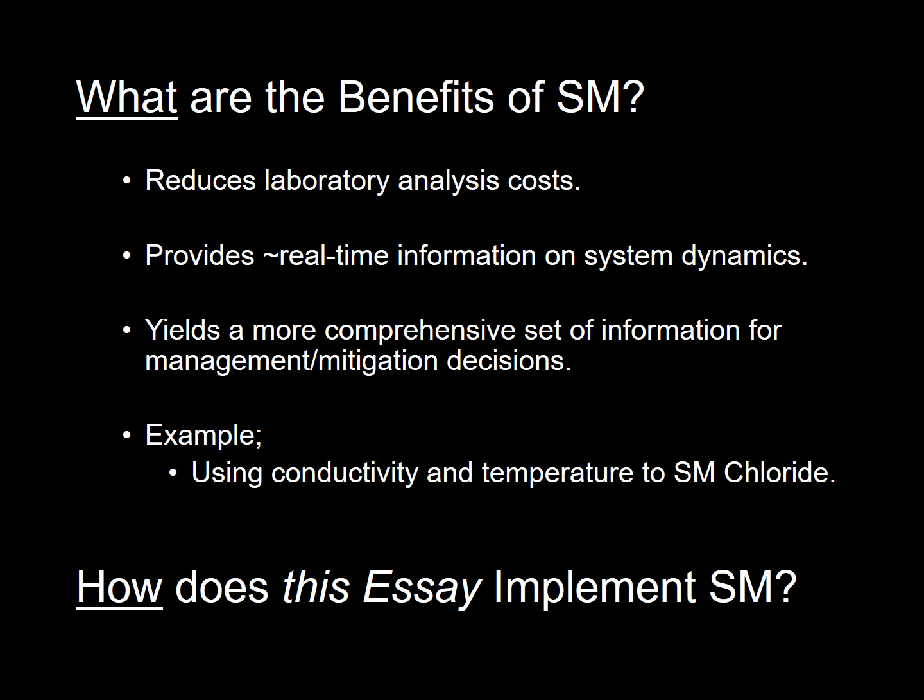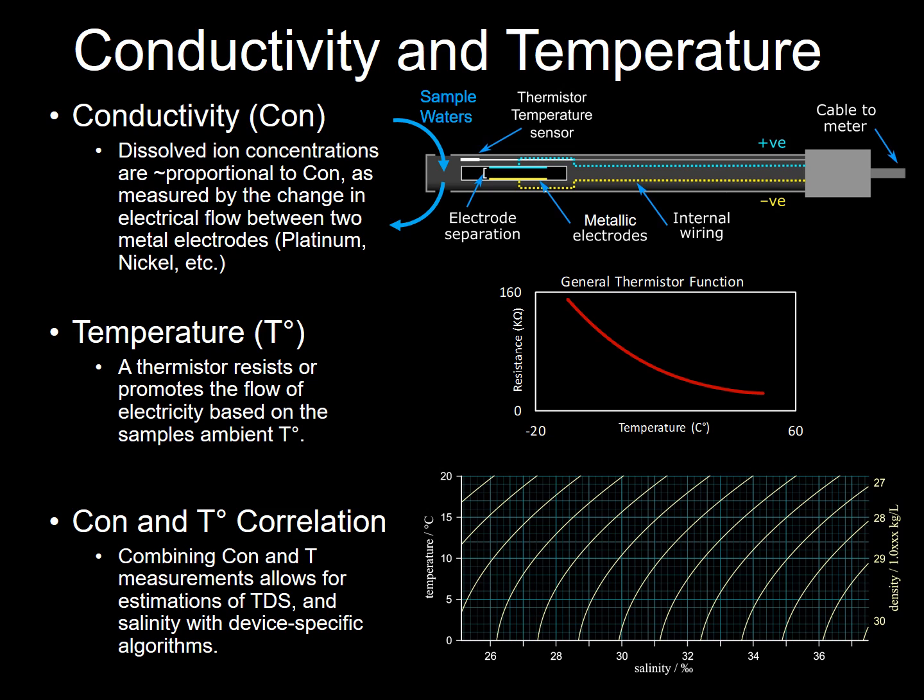One of the sensors they're working with is conductivity and temperature. So conductivity is the dissolved ion concentrations, which subsequently are proportional to the measured change in electrical flow between two metal electrodes, platinum, silver, nickel, etc., different types. You can see this diagram here simplifying the internals of those types of meters, where the sample waters are allowed to flow through, and the sample waters represent the electrolyte bridge of those dissolved ions to transfer the electrical flow between those electrodes.